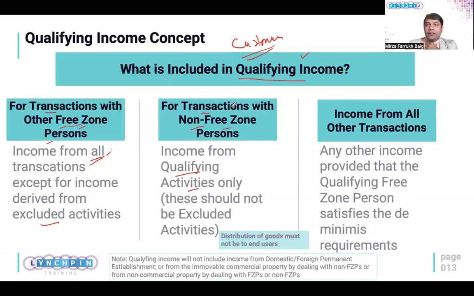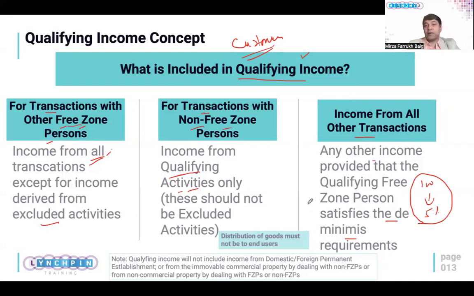So in my case, if I'm a tax consultant, I have opened my company in Jafza, but I am serving my clients outside the zone also. In that case, I would not be able to get the benefit because my activity is not within the list of qualifying activities. And then I have to see the income from all other transactions. So any other income, if I am conducting from the free zone, must satisfy the de minimis requirement, which I explained to you: if 100 is my income, it could be a 5% kind of threshold. I'll explain at the end how exactly we'll do this calculation.